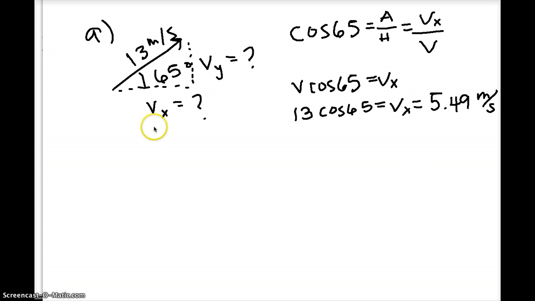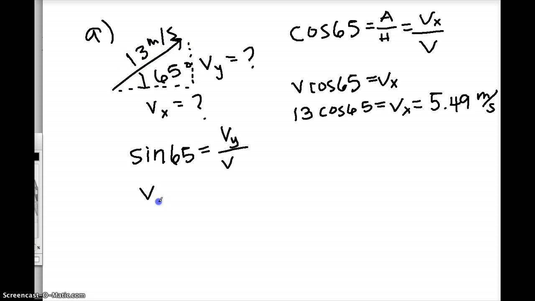5.49. And I'm going to do the same thing to find this y component, except I'm going to use sine, because when I set up the sine for this given angle, I'm going to use the opposite, which is what I'm looking for, divided by the hypotenuse, which is the magnitude of this velocity vector. So solving for Vy, I get v sine 65, and that's 13 times the sine of 65. And that equals 11.7.